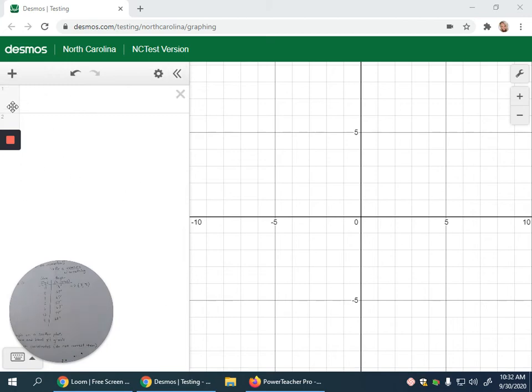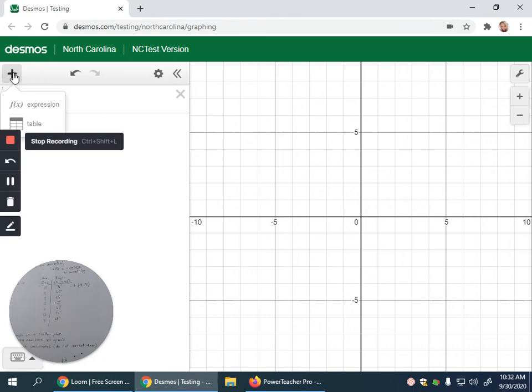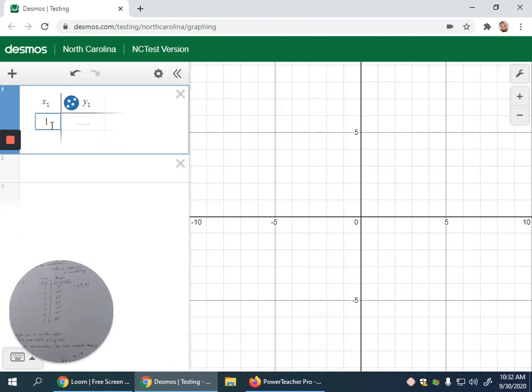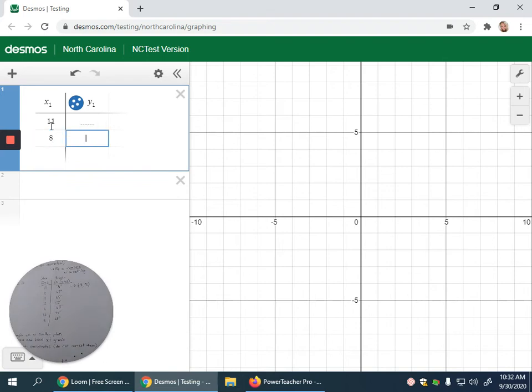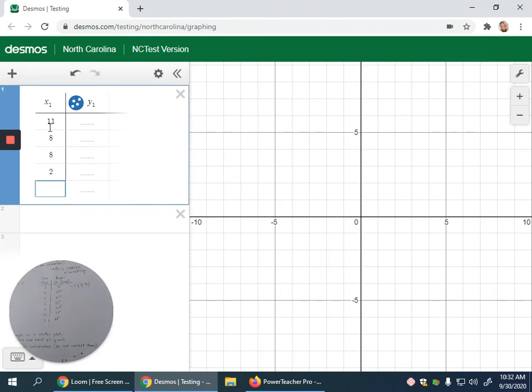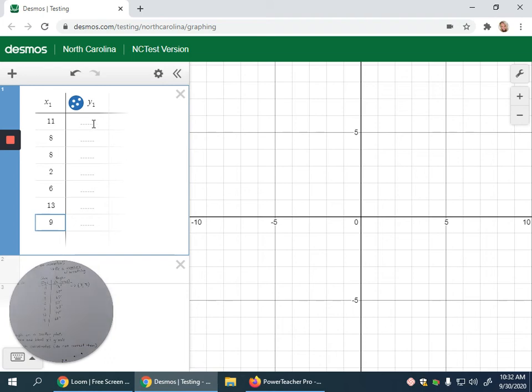So we got 11, 8, 8, 2, 6, 13, and 9. And then enter your Y values, 71, 67, and then 68. All right, and then just double check and make sure that you didn't mistype something, which is easy to do for everybody, really, if you're not careful. And then it will actually go ahead and graph it for you.